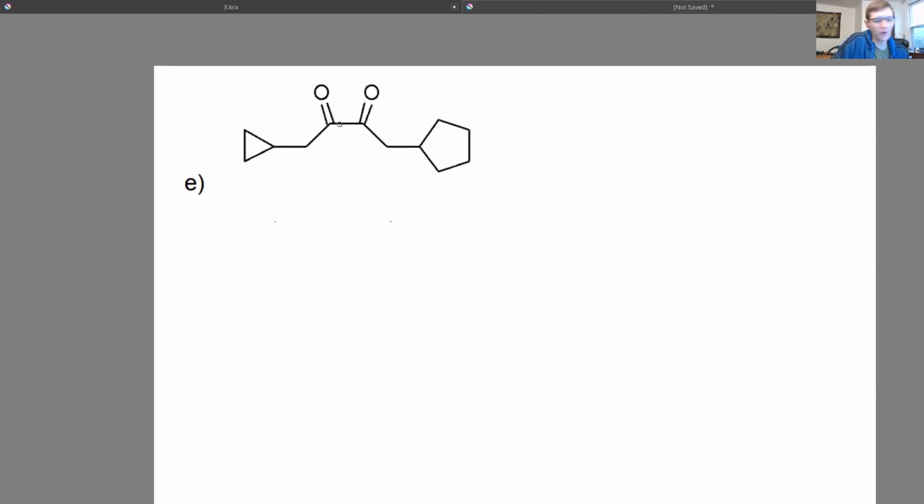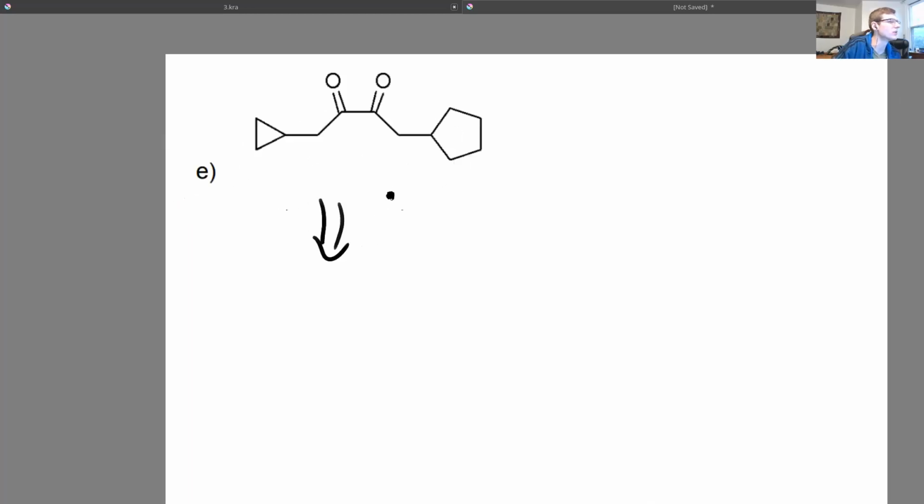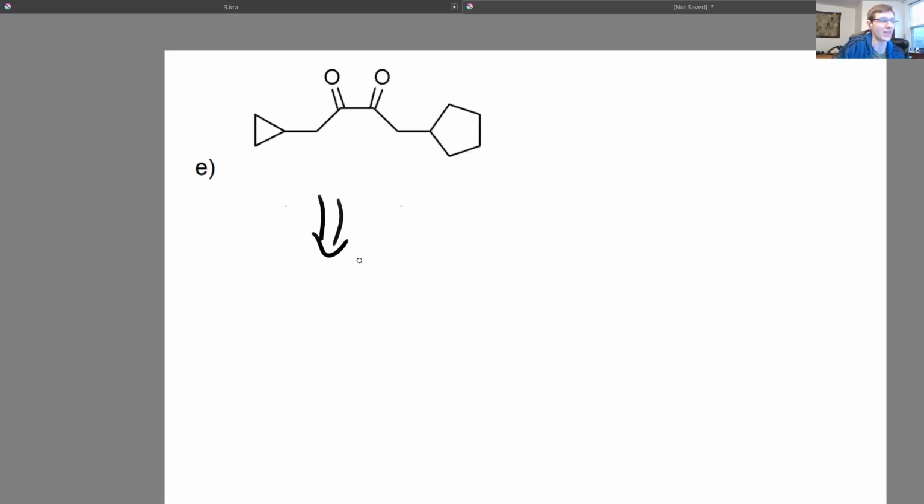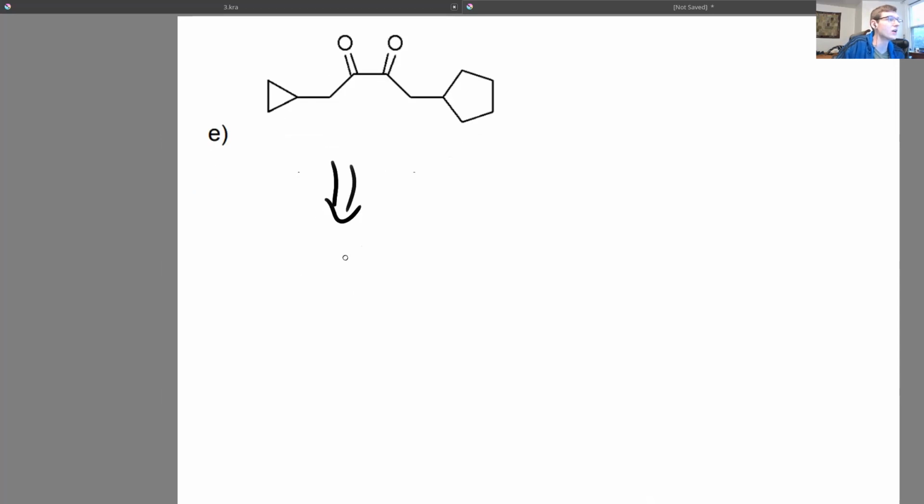Okay, so we want to make the structure here. And there are these two carbonyls, so that might be a little... ozonolysis. Huh? We could do ozonolysis. Yeah, so that's an option. There are a lot of carbons here, so we're going to have to figure that out at some point anyway.